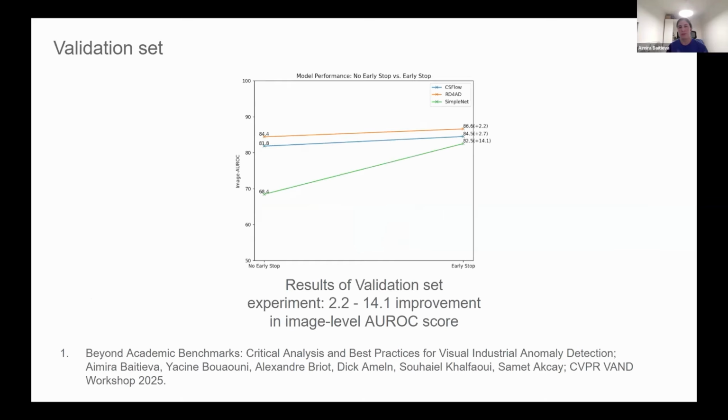We also, since so many papers use the test set for early stopping, decided to do the same but with a validation set, which seems more reasonable. We took a supervised dataset, VAD, and we separated part of the training images into a validation set. So it has both good and bad samples, and we use this for early stop. And as you can see, even this way, results become noticeably better.